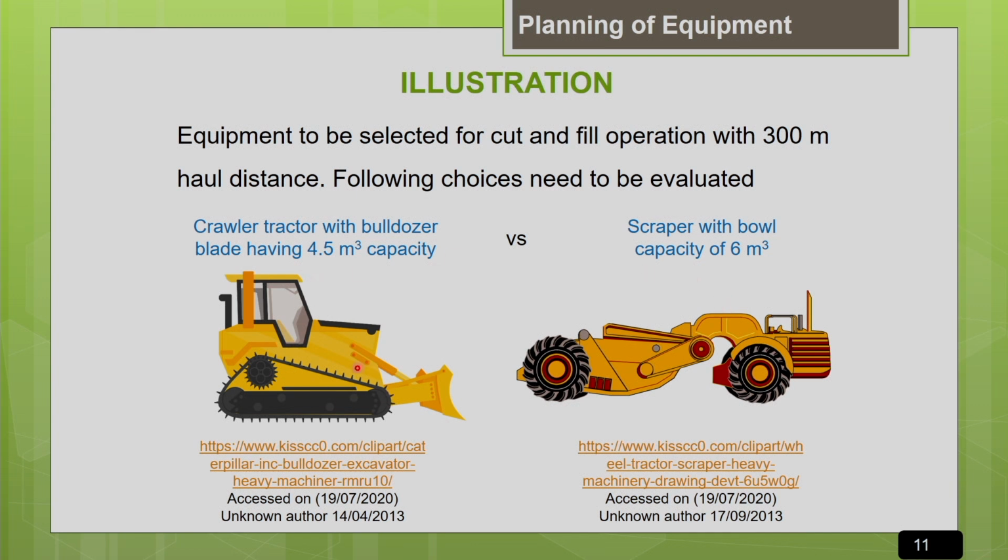Obviously, if you look into the haul distance, the bulldozer can give you a maximum economic haul distance of only 100 meters, but the scraper can give you a longer economic haul distance up to 1000 meters. Also, you have to look into the project condition before making the decision. Now, as of now, let us just look into the economics alone to make the decision.